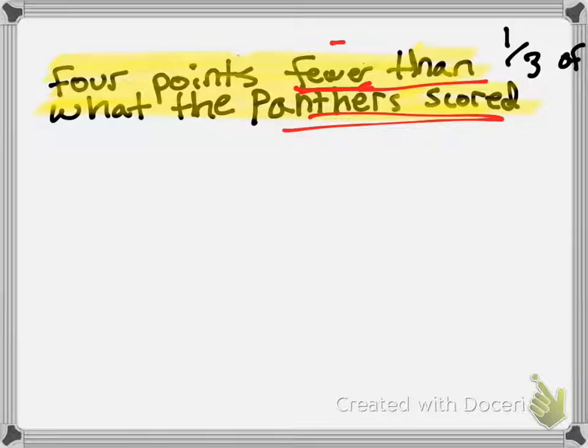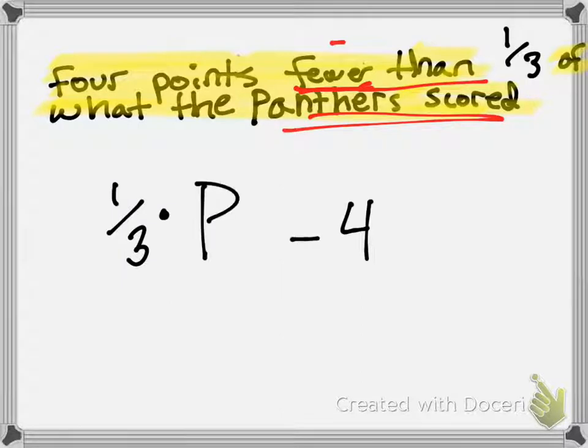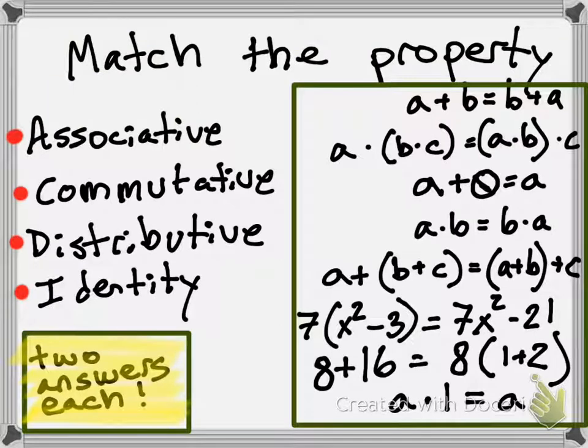What is that word? Yeah, we see that word "of," which means multiplication. So if we were to write this out, 4 points fewer than, minus 4, 1/3 of, 1/3 times, and then our unknown, Panthers. So what we're going to do is match them.